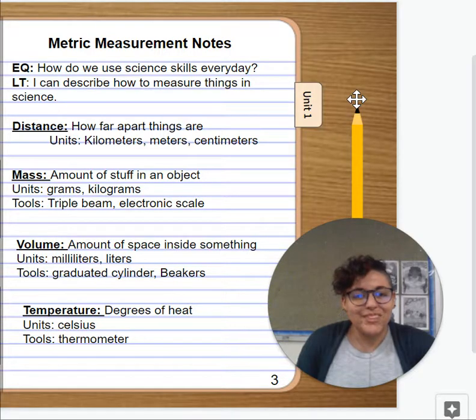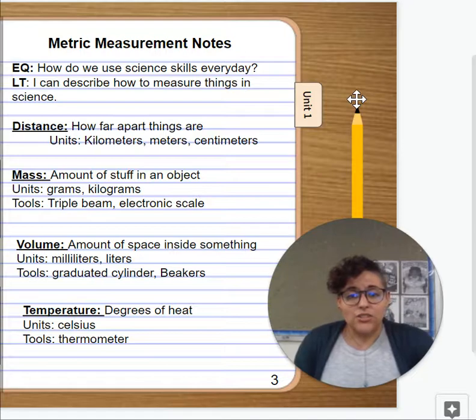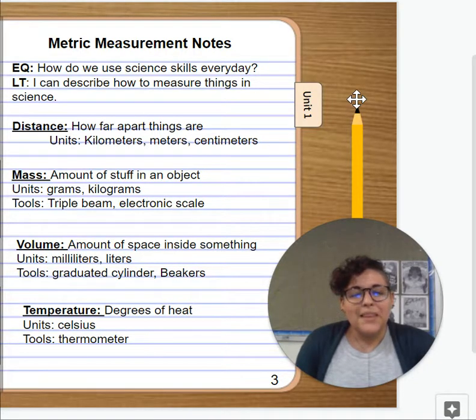So distance is how far apart things are, and the units we use are kilometers, meters, or centimeters. You can use a meter stick to measure things like meters or kilometers. Mass is the amount of stuff in an object, and that stuff is what we call atoms. The units for mass are grams and kilograms. Tools that we use are a triple beam balance or an electronic scale.